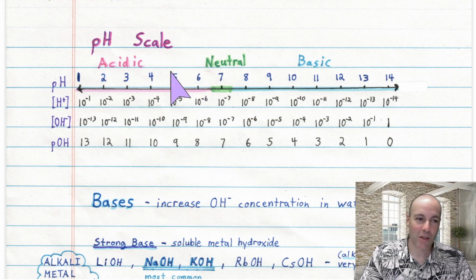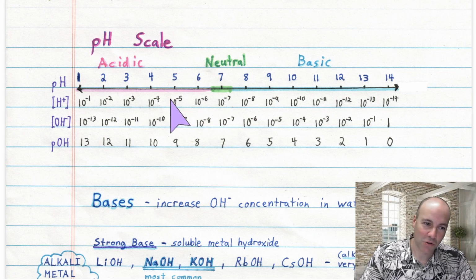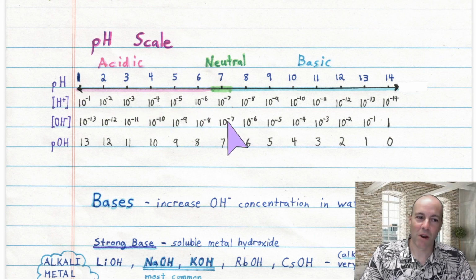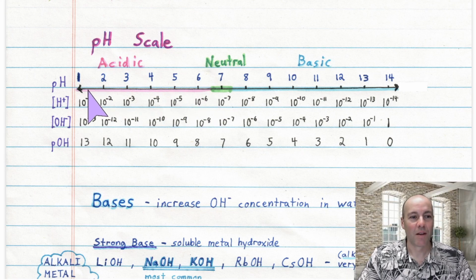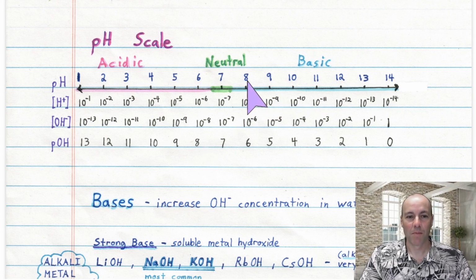So when the pH gets lower, the proton concentration increases, but the hydroxide concentration correspondingly decreases. And this pink region right here is the region where there is more proton than hydroxide, and the pH is lower than the pOH. And the blue region is where the pH is high, and the pOH gets low. There's more hydroxide concentration than proton concentration.